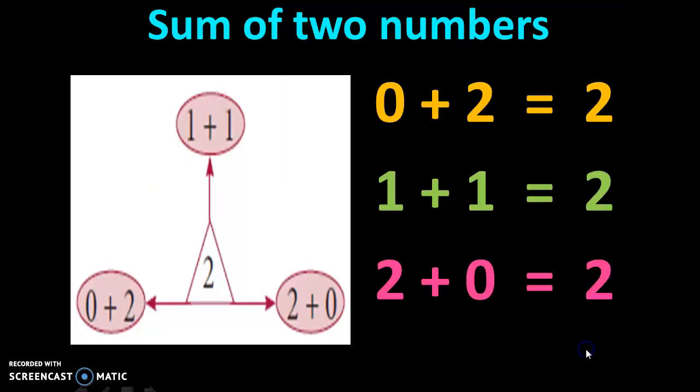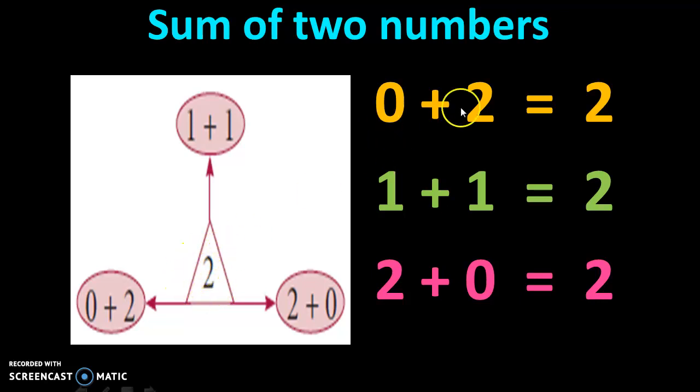So next is sum of 2 numbers. So this one is nothing but a number is given. That number can be written as sum of 2 numbers. Adding 2 numbers, you get this number. So here 1 plus 1 they have given, 2 plus 0, 0 plus 2. So here 1 we'll see.